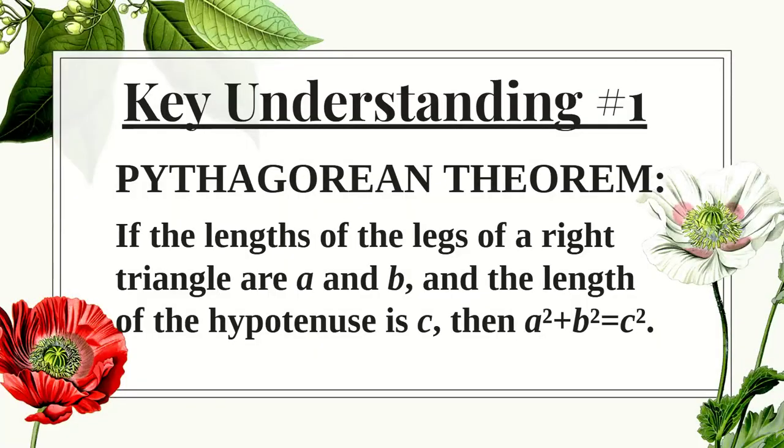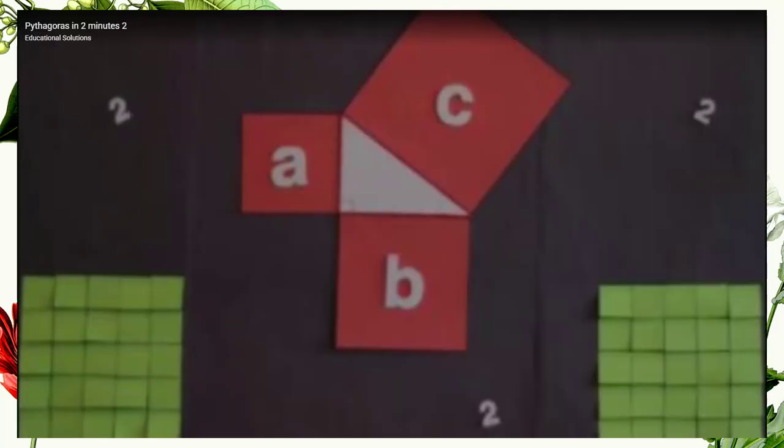The first thing I want to start with is a key understanding. This key understanding states the Pythagorean theorem. The Pythagorean theorem states, if the lengths of the legs of a right triangle are A and B, and the length of the hypotenuse is C, then A squared plus B squared equals C squared. When we look at the Pythagorean theorem, we're going to focus specifically on this right here. A squared plus B squared equals C squared. And it only works for a right triangle. Let's watch a quick video.